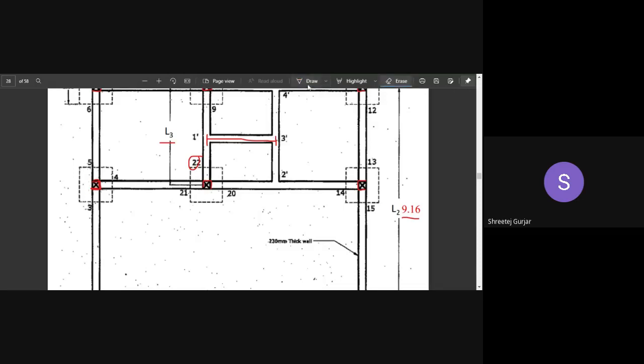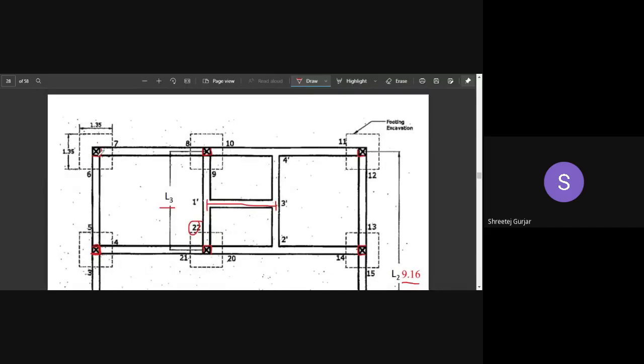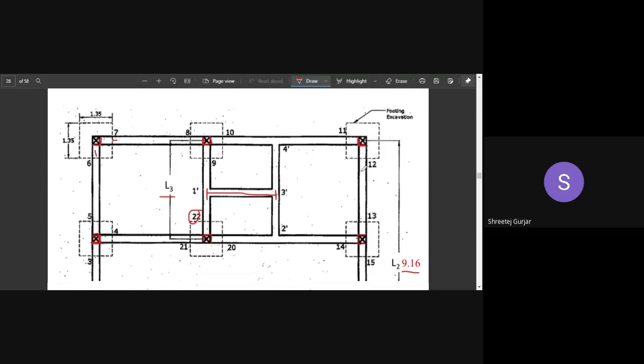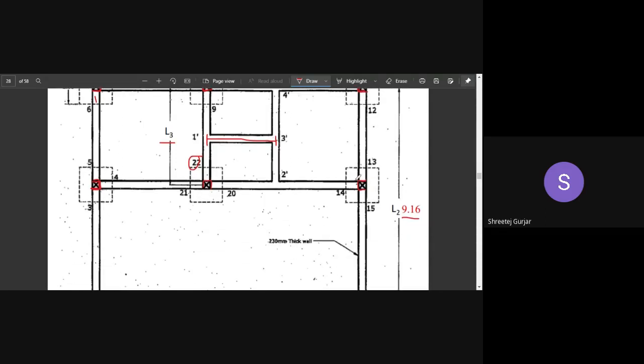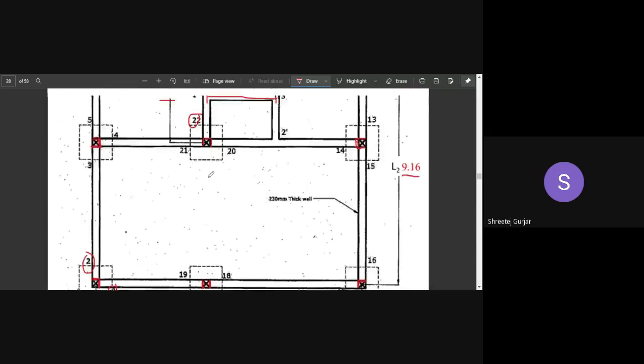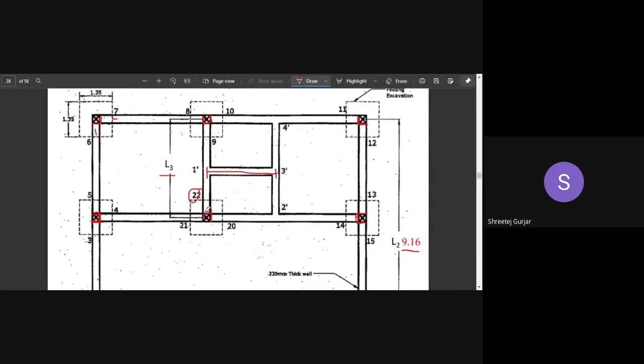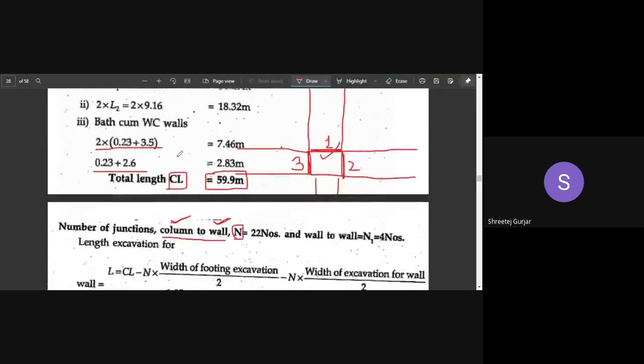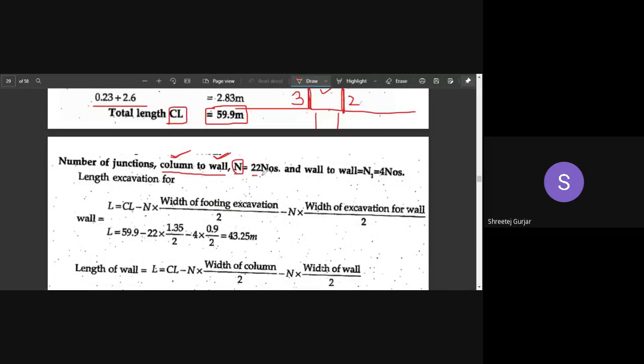So similarly, you can calculate for other walls, like this face is in contact, right? These two faces are in contact with your walls, this wall and this wall. So it will continue like 6 and 7, then 8, 9, 10, and then 11, 12, coming down over here, 13, 14, 15, and then 16, 17, and here only two faces, 18 and 19, and then over here 20, 21, and 22. So I hope it is clear. So the total number of junctions is 22, column to wall junctions. That is what we have written here: column to wall junctions number 22.